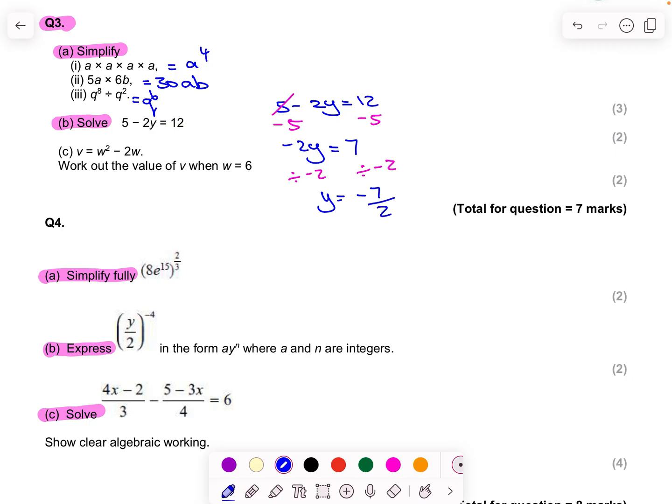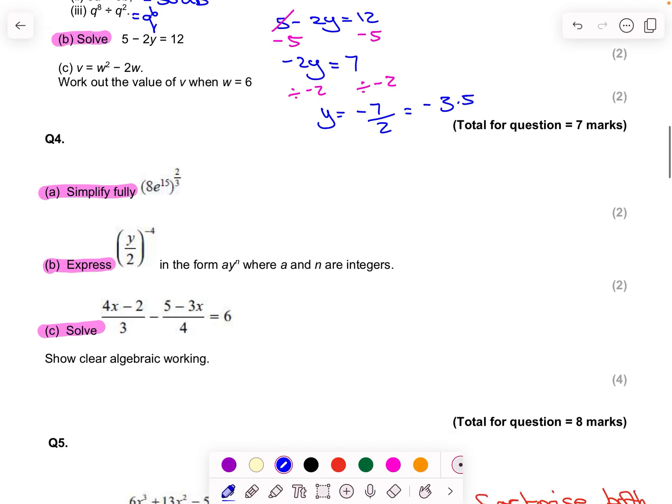If you wrote minus 3.5, that's also fine. Either way, you would get the full 2 marks. I told you to leave C, so you shouldn't have done it.